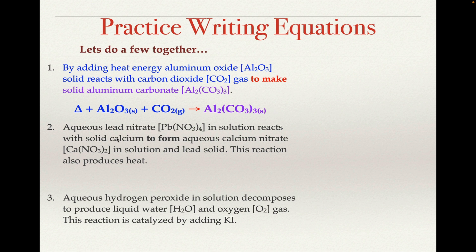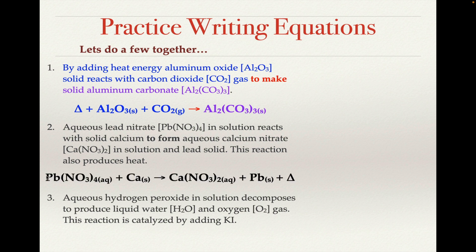Okay, let's do another one. Aqueous lead nitrate, so that would be the first thing we write. In solution, so that tells us it's going to be AQ. Reacts with, so we see the "reacts with," so that will be a plus sign. Solid calcium, okay, so we put the calcium. To form, that would be our arrow. Aqueous calcium nitrate, so calcium nitrate, or this formula in solution because it's aqueous, and lead solid, so lead would be our solid. This reaction also produces heat, so now heat would be on the end.